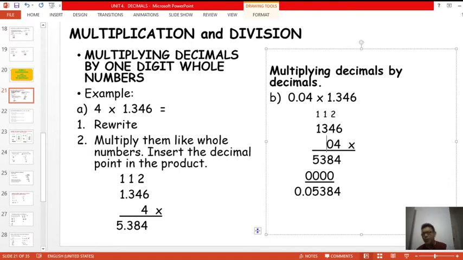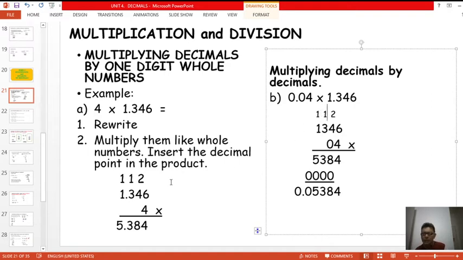So do the multiplication. What we do here is 4 times 6 is 24, bring down 4, carry 2 on top. Then 4 times 4 is 16, plus 2 is 18. So 8, bring down 8, carry 1 up. Then 4 times 3 is 12, plus 1 is 13. So bring down 3, carry a 1 up.